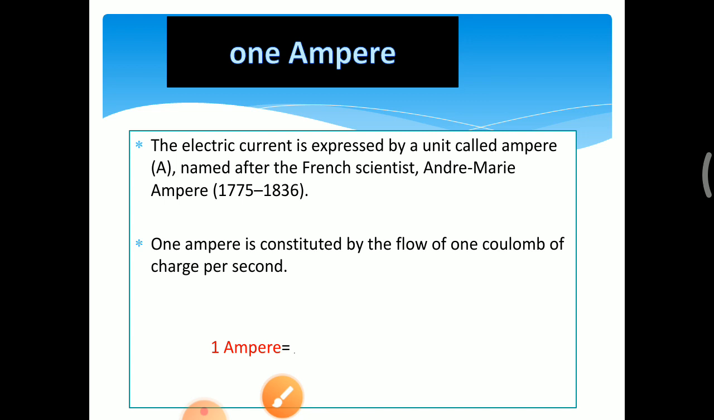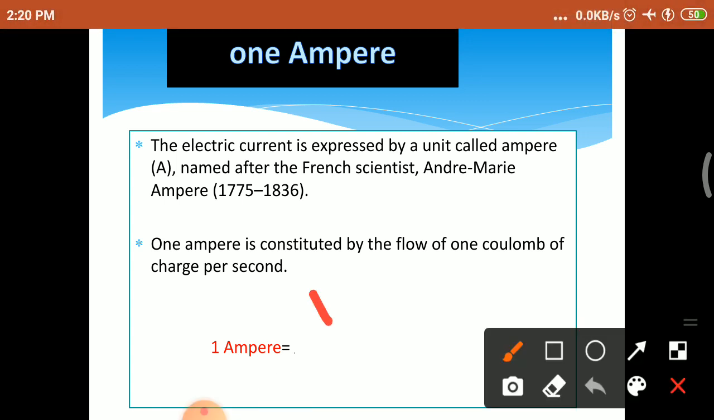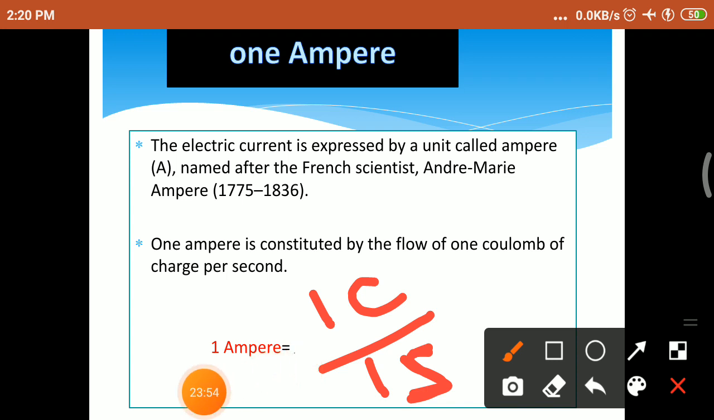So the electric current is expressed by a unit ampere, named after the French scientist Andre Marie Ampere. So 1 ampere is constituted by the flow of 1 coulomb of charge per 1 second. 1 coulomb per 1 second. So 1 ampere is nothing but when 1 coulomb of charge is moving in 1 second. Are you clear what is 1 ampere?